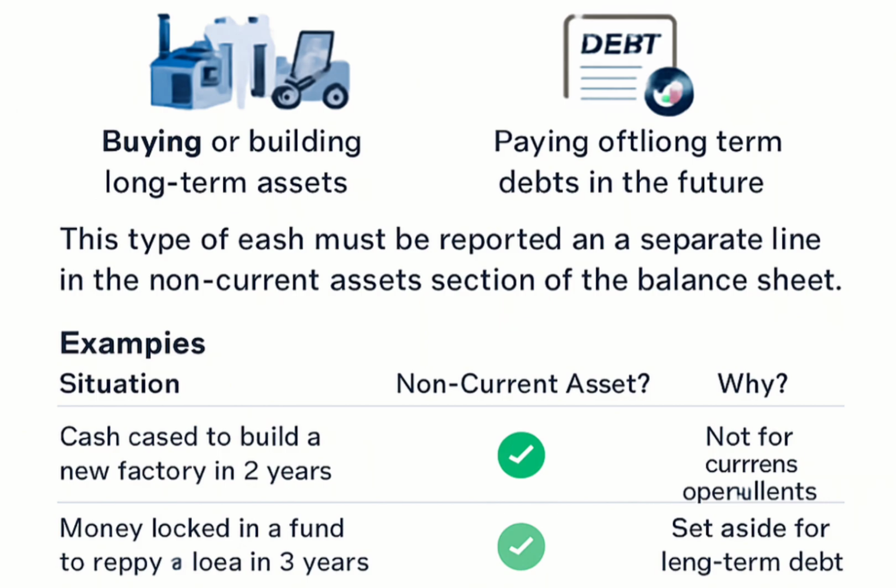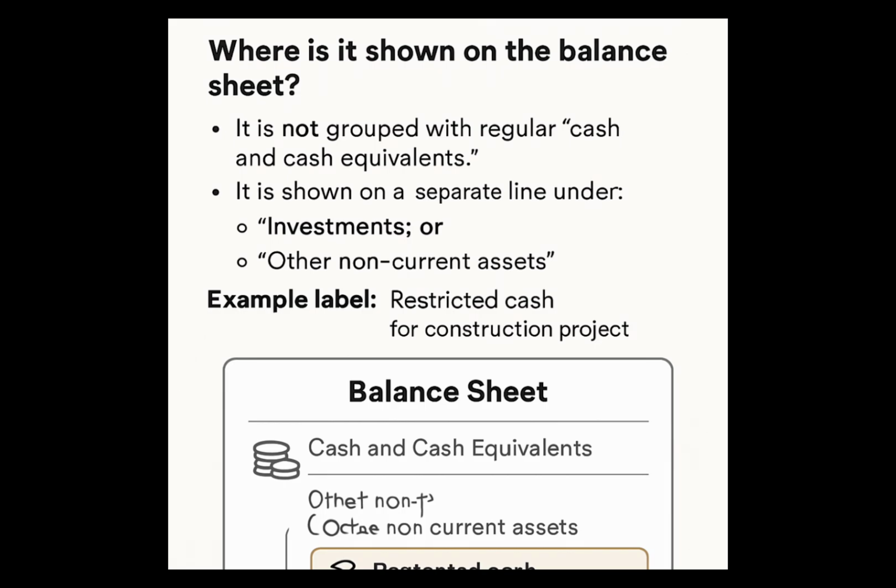Not for current operations. Money locked in a fund to repay a loan in 3 years. Set aside for long-term debt. Bank deposit restricted for equipment purchase next year. Will be used after 1 year. Non-current purpose. Where is it shown on the balance sheet?